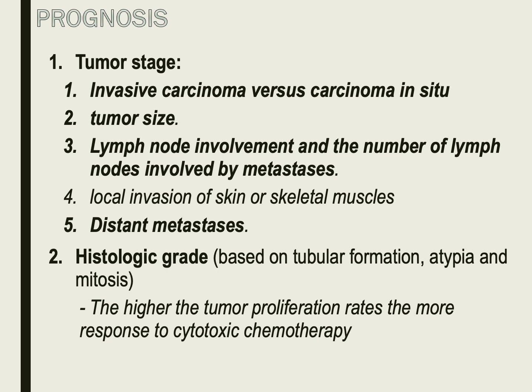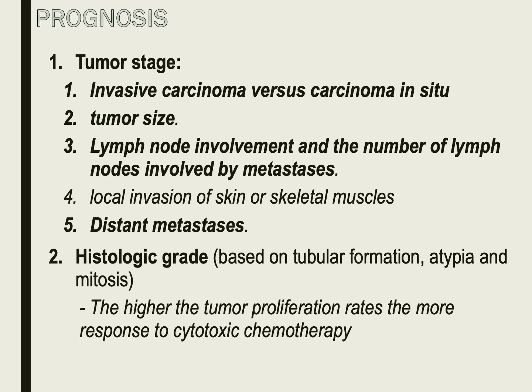The clinical outcome for a woman with breast cancer can be predicted based on molecular and morphologic features of the cancer and the stage at the time of diagnosis. So in this slide, as you can see, 2 main factors are involved in determining the prognosis of your patient. The first one is the tumor stage.